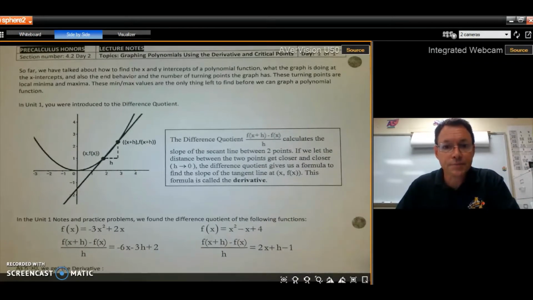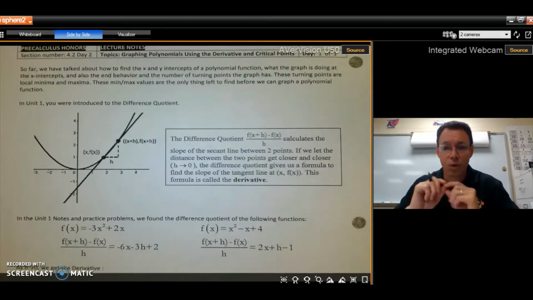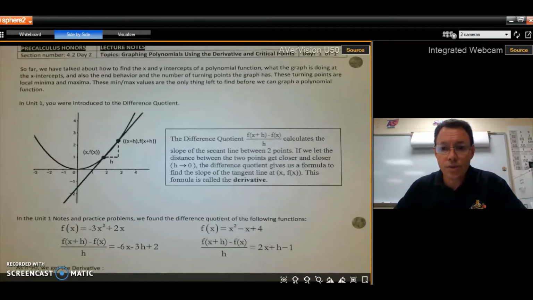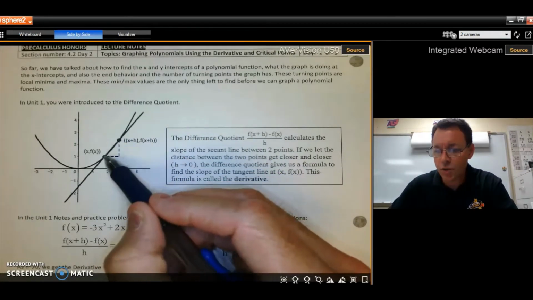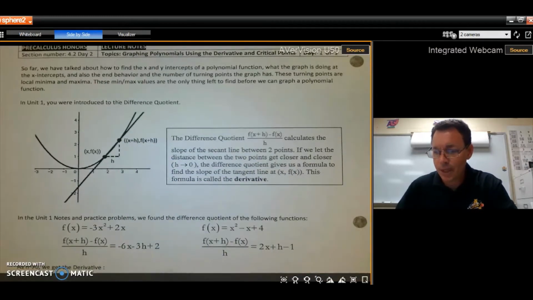That's all it is. And it finds a formula that will tell you the slope between any 2 points. And this is called a secant line. When you have a line that goes through a graph twice, that's called a secant line.